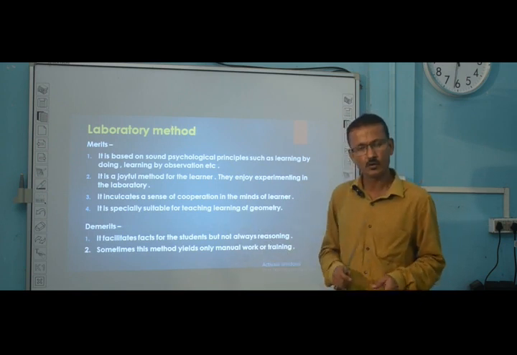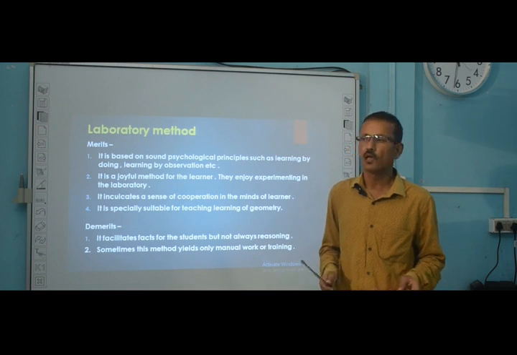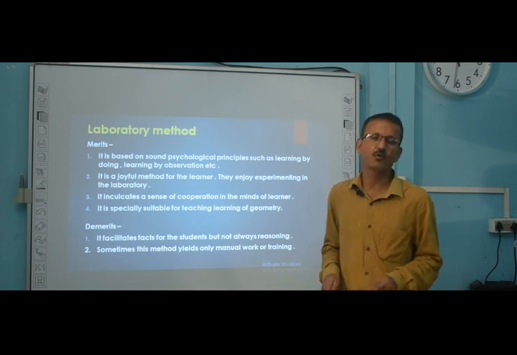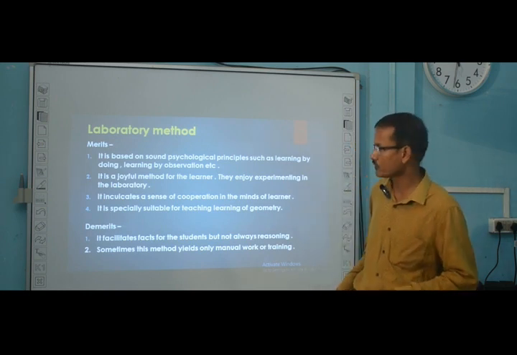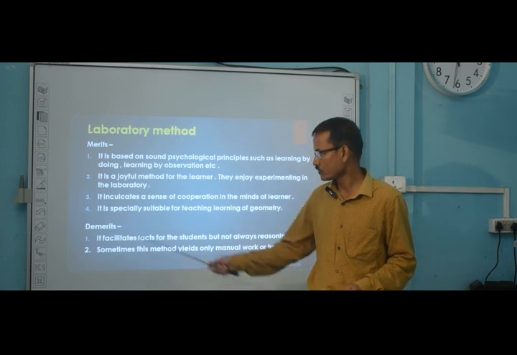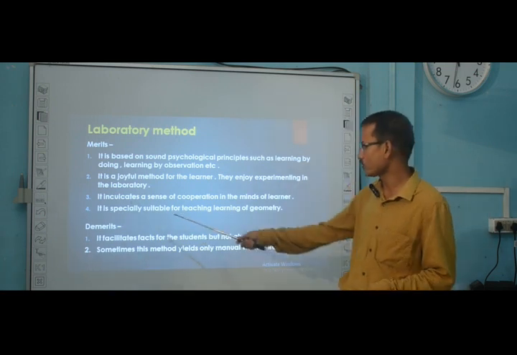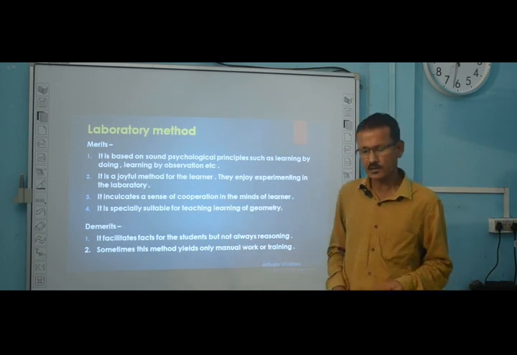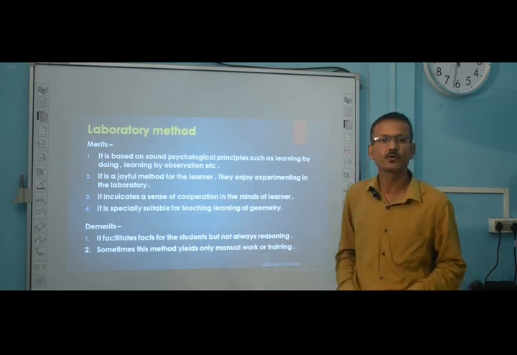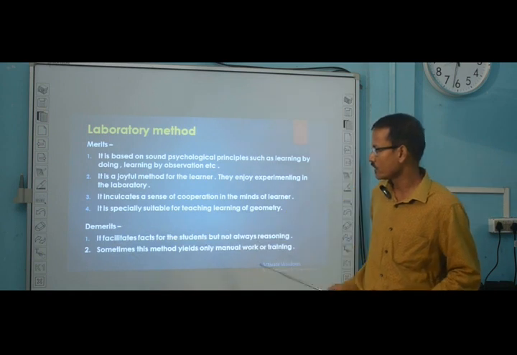We have already cited one example, that the sum of angles in a triangle is equal to 2 right angles, and such types of assumptions, such types of theories, can be proved with the help of this laboratory method. And there are some demerits also. So far as the laboratory method is concerned, we can see the demerits.